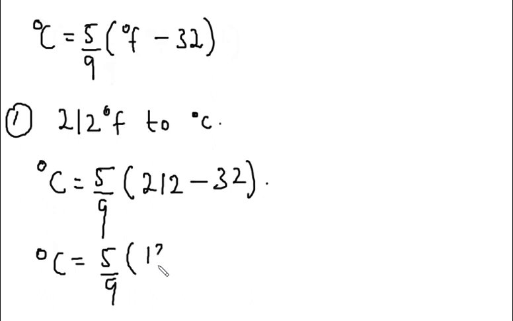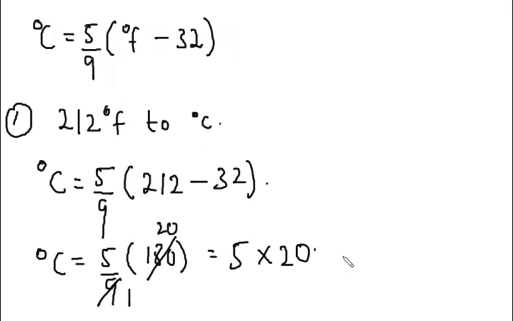So this is simply 9. We know that 9 can divide itself once, and 9 can go into 180 20 times. So this becomes 5 times 20, and 5 times 20 is equal to 100. So the equivalent in degrees Celsius is 100 degrees Celsius.